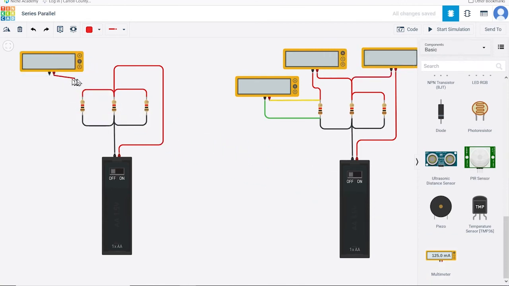The reason for this becomes clear when we attach a multimeter to measure the total resistance of the circuit. In a parallel configuration, the total resistance of all 3 resistors is the sum of the reciprocal resistances, or 1 over R. 3 over 1,000 simplifies to 333 ohms.